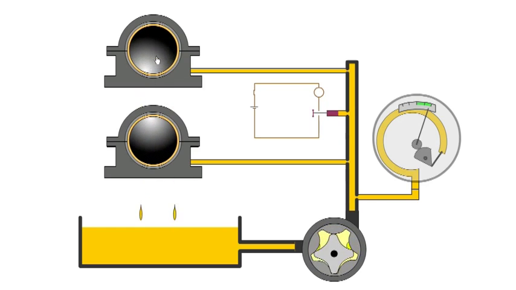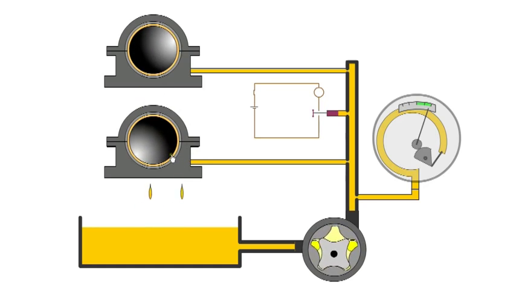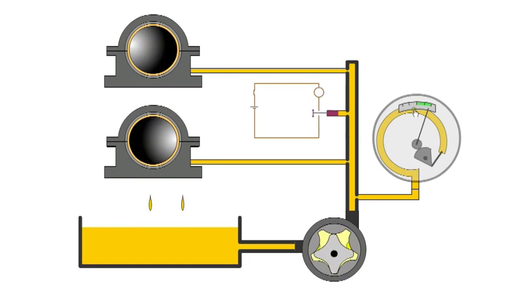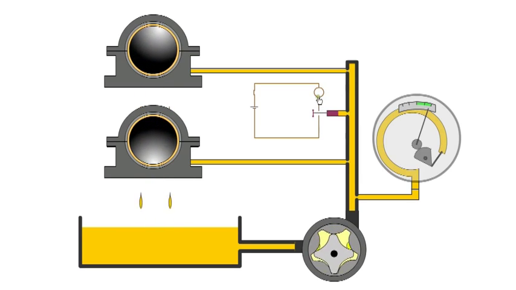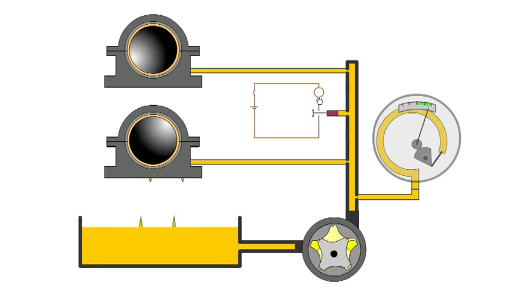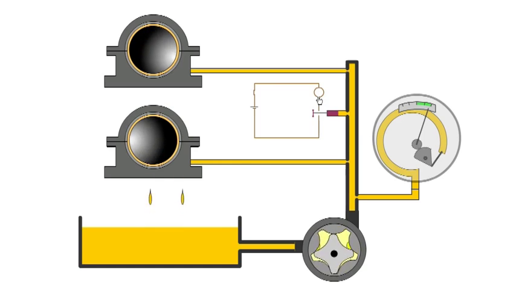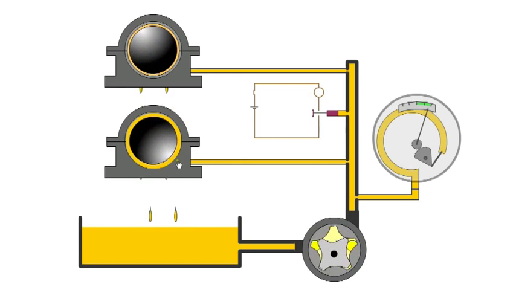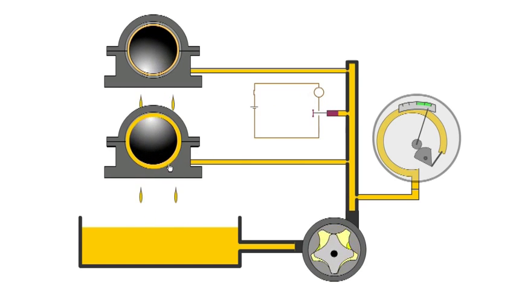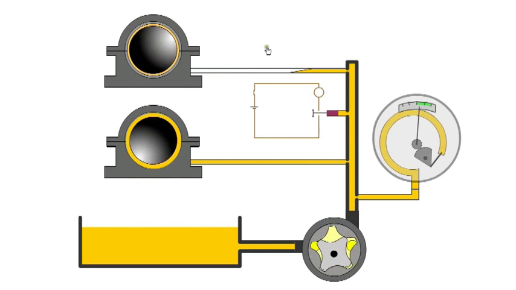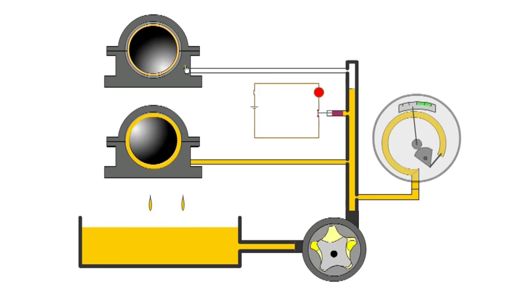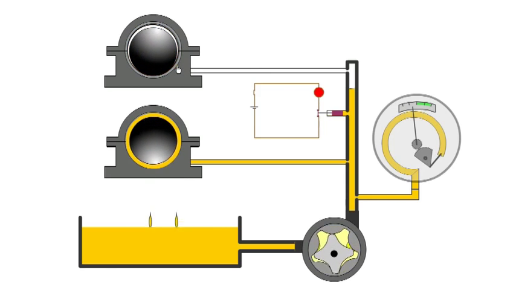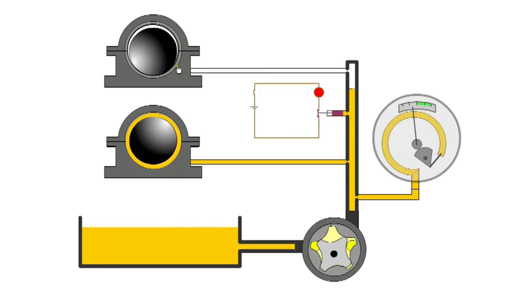The flow of oil is restricted by the small clearance in the bearing. We have good oil pressure, indicated by pressure gauge in the green area. The pressure switch is open and the oil warning light is off. If there is wear in a bearing, the clearance will increase and there will be less restriction to the flow of oil. This will result in a drop in oil pressure. Without the correct pressure, the oil will not reach the more remote bearings and they will be starved of oil.